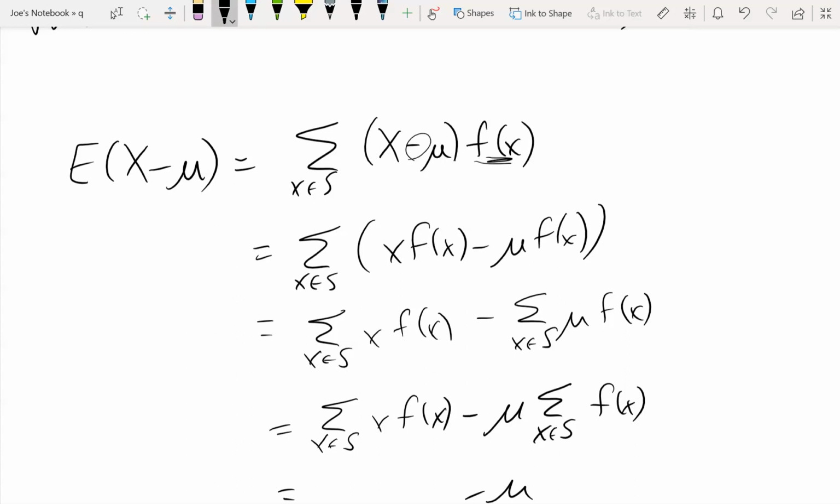This first part should look familiar. What do we call this first part? Yeah, it's the mean of x. It's mu, right? So the first part is also mu. We get 0.